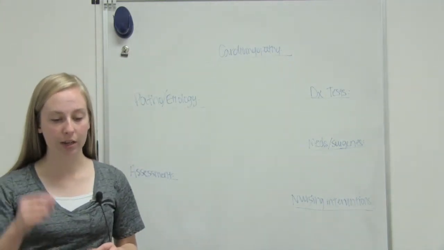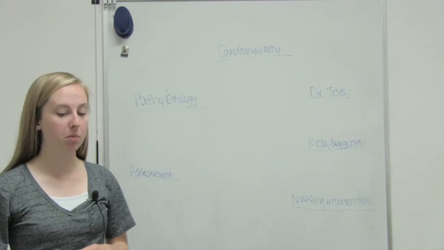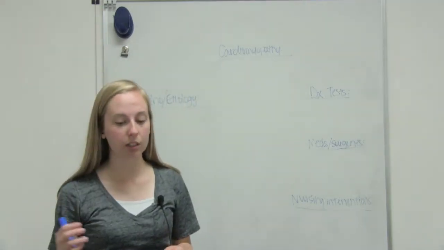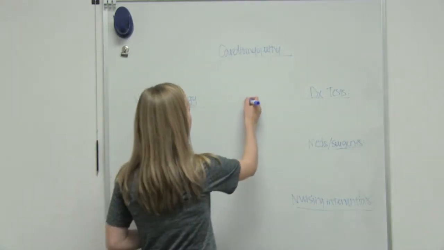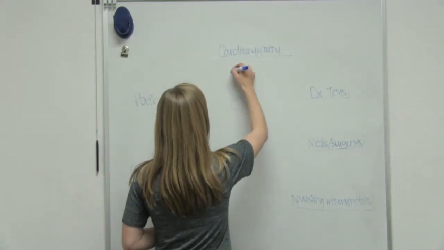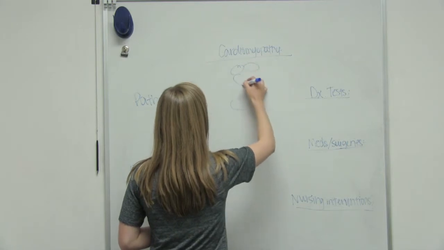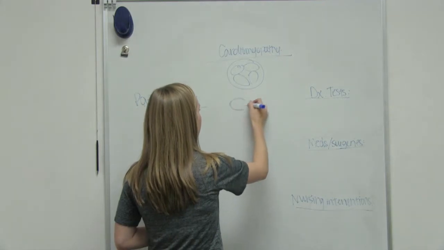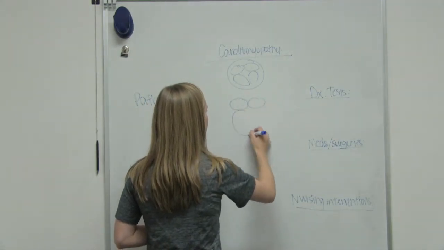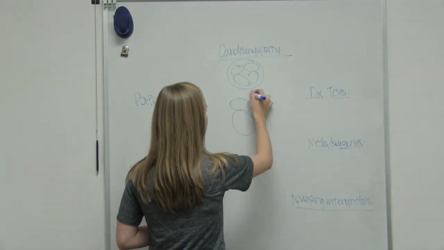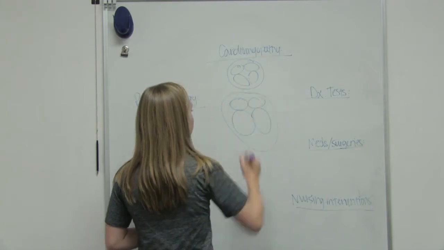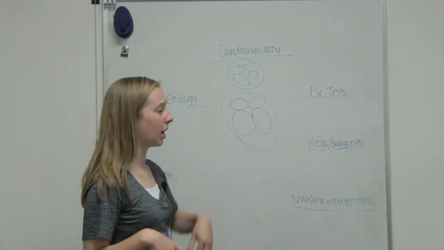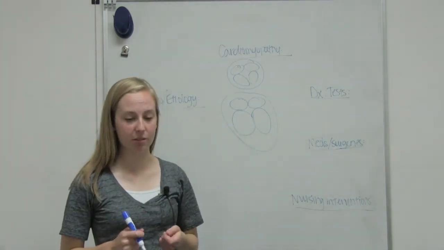So there's three main types of cardiomyopathy. The first one is dilated cardiomyopathy. So we'll say a normal heart kind of looks like this. In dilated cardiomyopathy, the ventricles are dilated, so that they've got a lot of blood coming into them, but they're not able to pump as effectively.